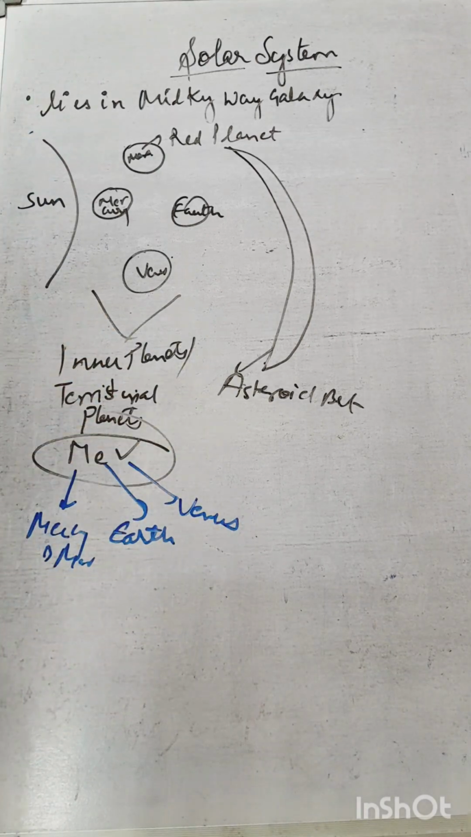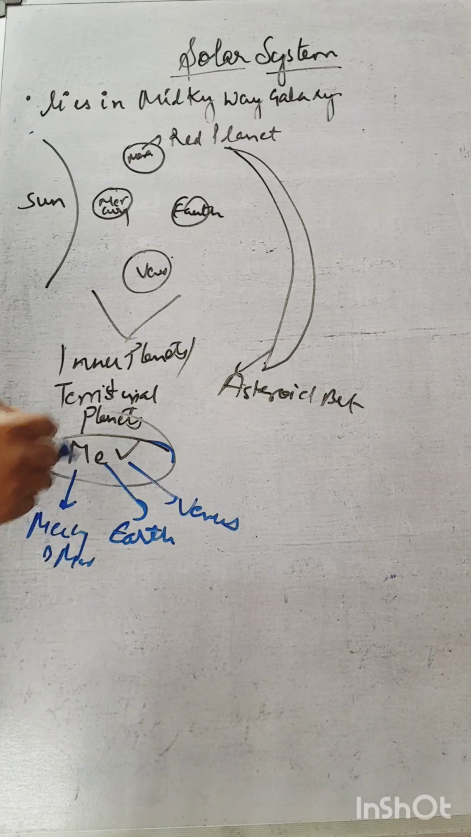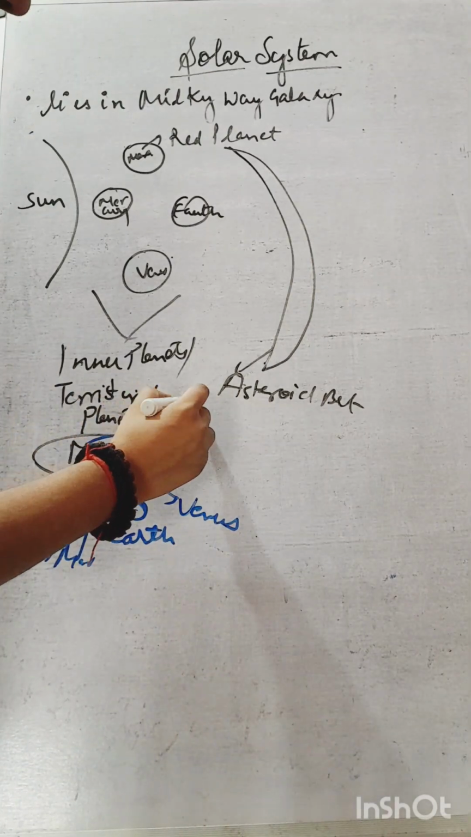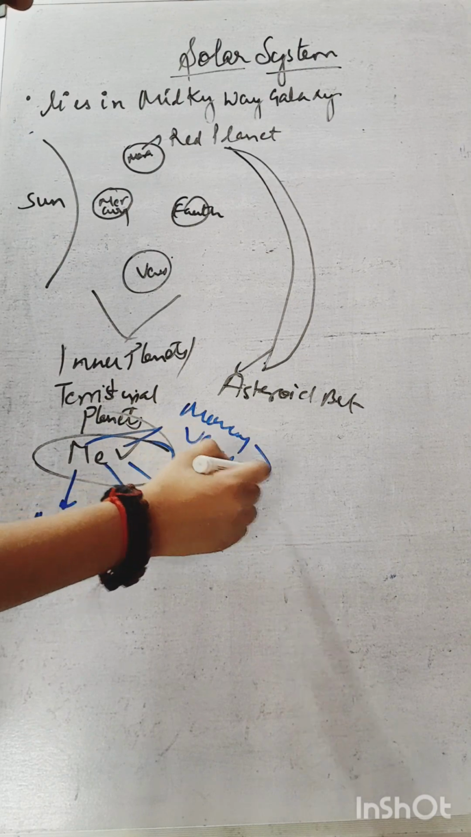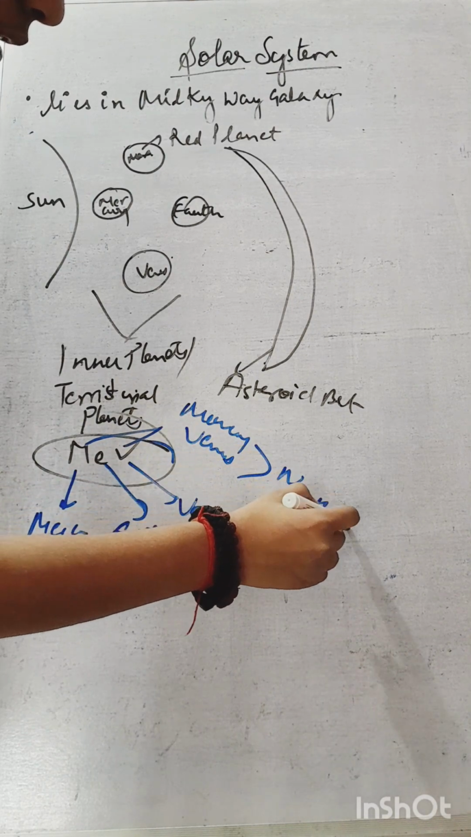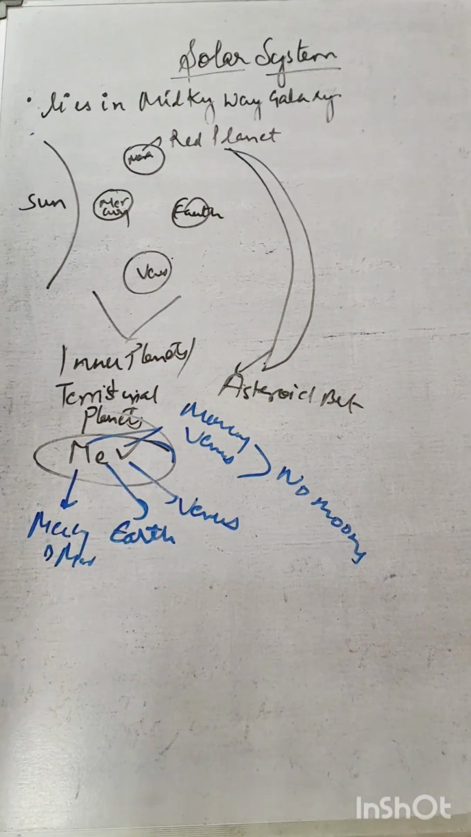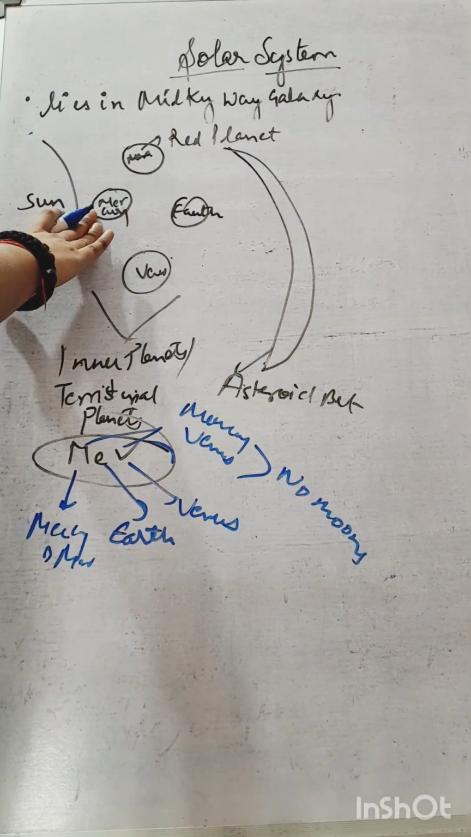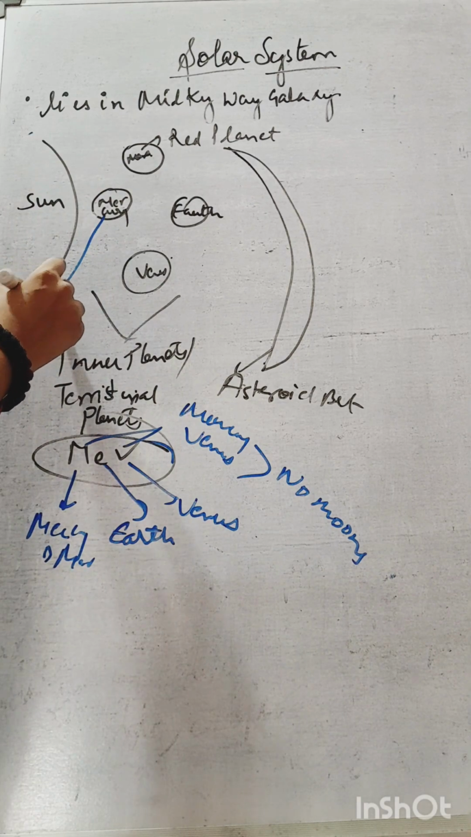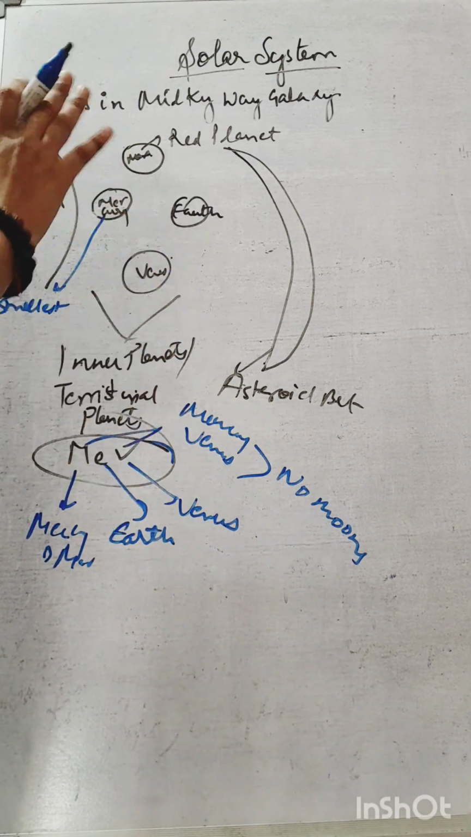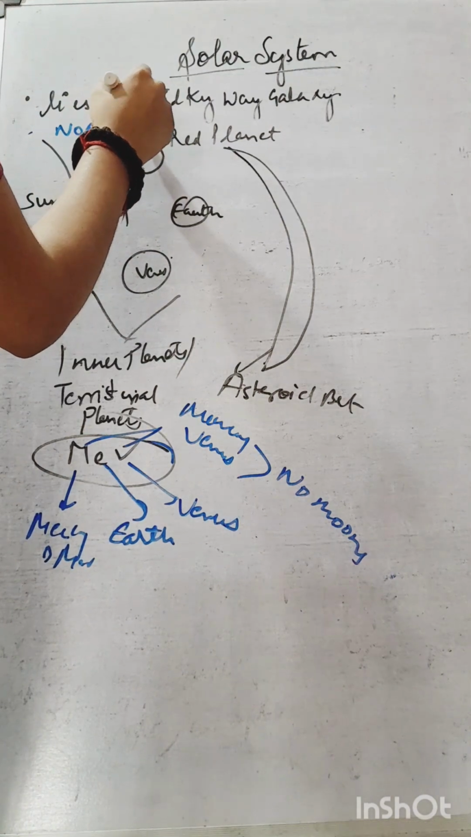And one more trick works with this trick MEV: Mercury and Venus are the only two planets which have no moon, that is, no satellites. Mercury is very close to the sun and it is what? Smallest. Okay. It has no satellites and no atmosphere. Okay.